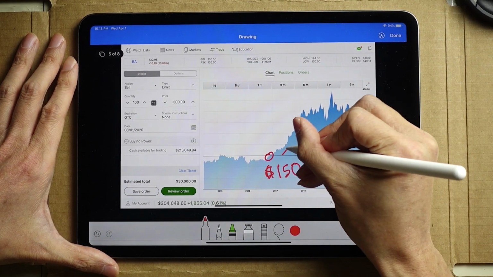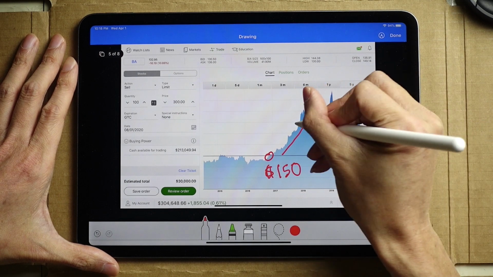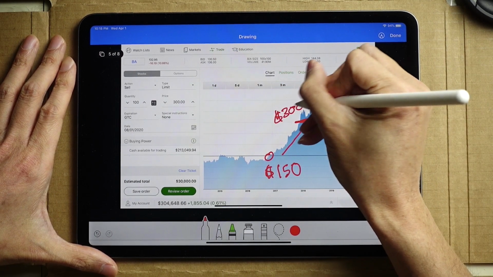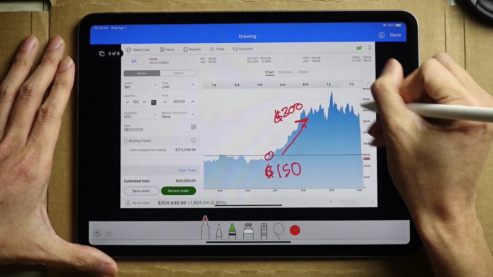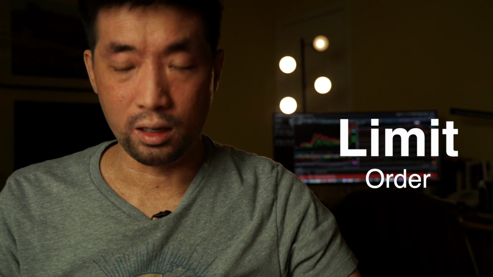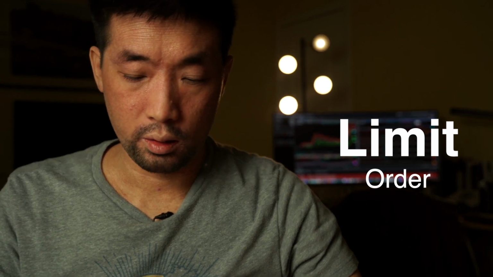It goes up, up, up. Maybe you want to sell it right here at 300 and take profits instead of waiting further and see if it'll go higher. In that instance, you would use a limit order to sell.